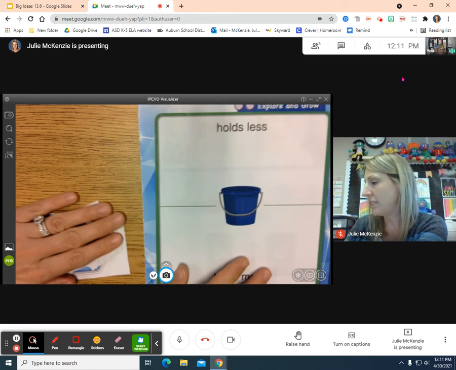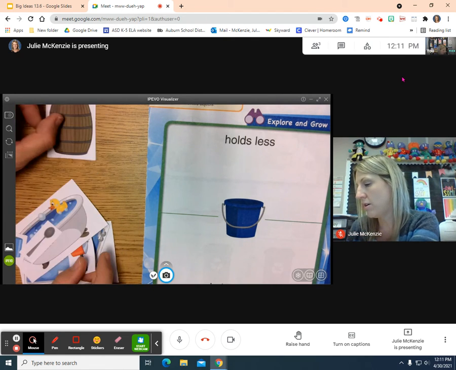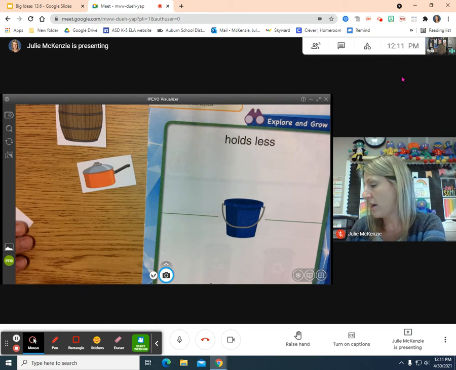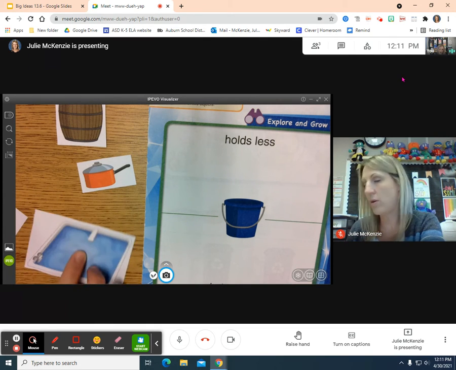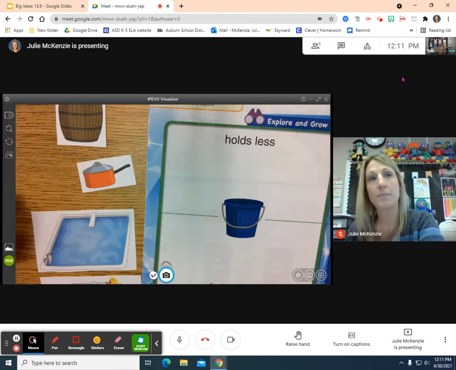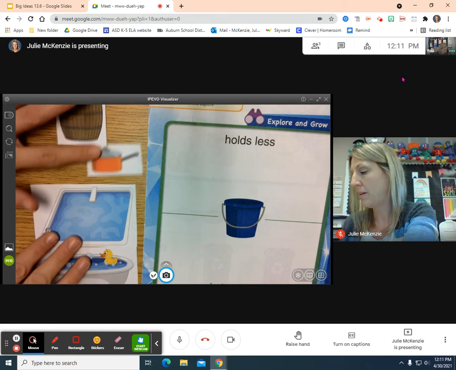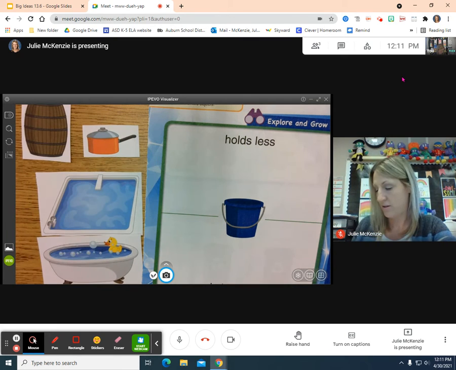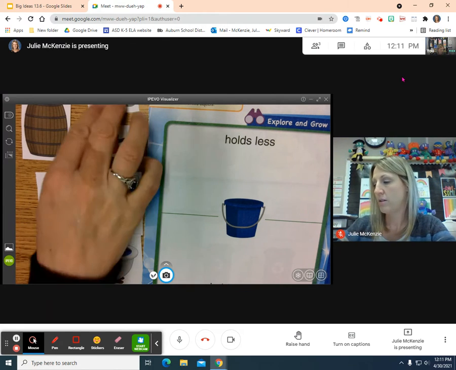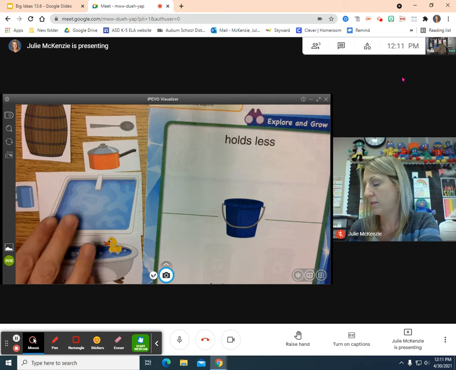So I have some pictures here. I have a big barrel. I have a pot. I have a swimming pool. I have a bathtub. Can you see the bathtub? Oh, you can't see the bathtub. There we go. I have a bathtub. I have a spoon. And I have a mug. Let's see if you can see that.